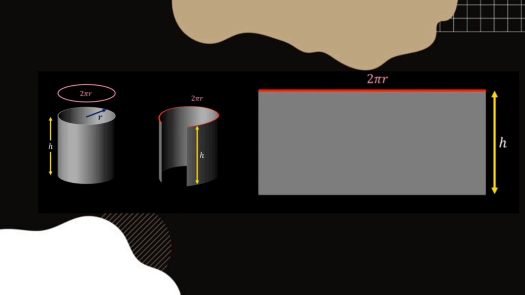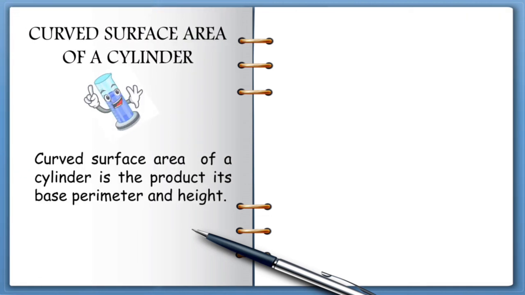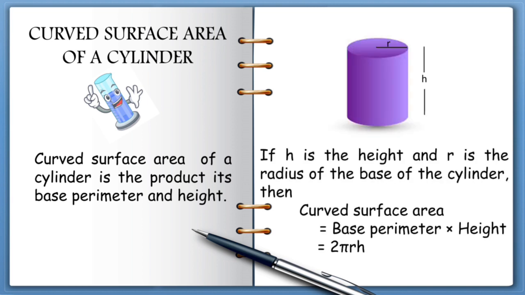One side of this rectangle is the height of the cylinder. The other side is the base circle stretched straight. That is, its length is the perimeter of the circle. So, the curved surface area of a cylinder is the product of these lengths. The curved surface area of a cylinder is a product of its base perimeter and height. If h is the height and r is the radius of the base of the cylinder, then curved surface area is equal to base perimeter into height, which is equal to 2 pi r h.